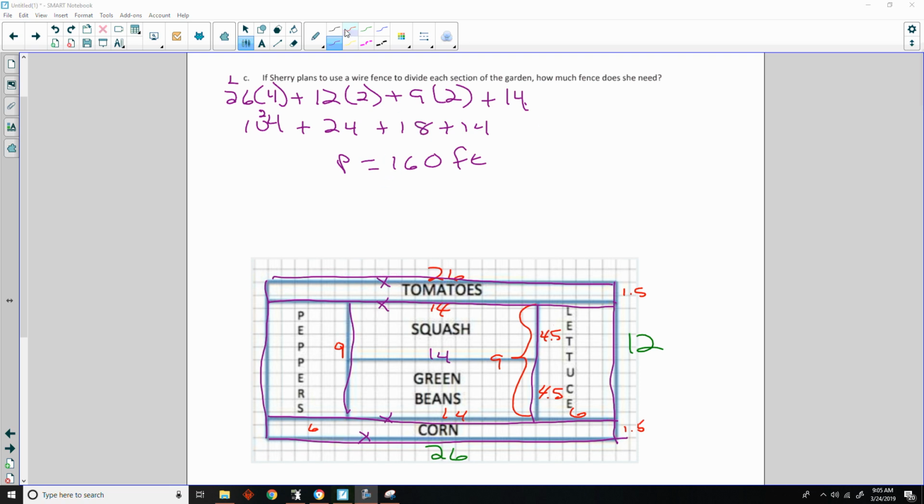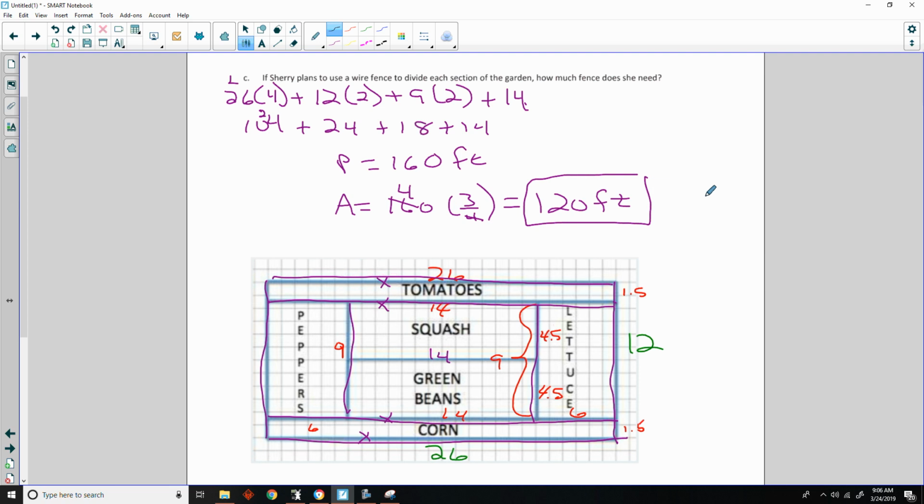So a real quick way to find the perimeter of the actual garden out in the real world would be the 160 feet times 3/4. So the actual garden would be 160 times 3/4. Four goes into 16 4 times, so 40 times 3 is 120 feet. So she will need 120 feet of fencing to make this garden in the real world. Okay?